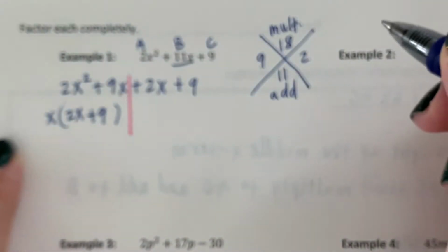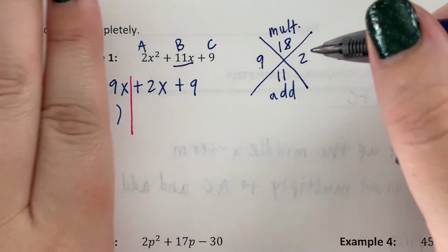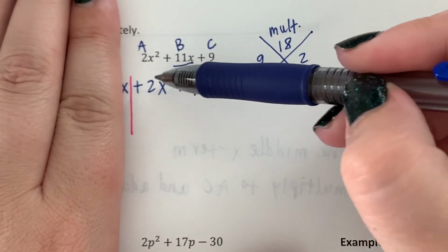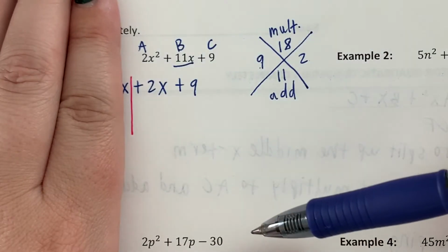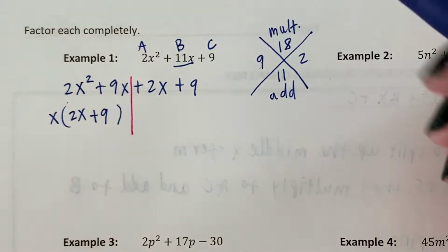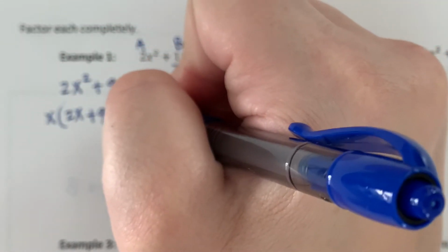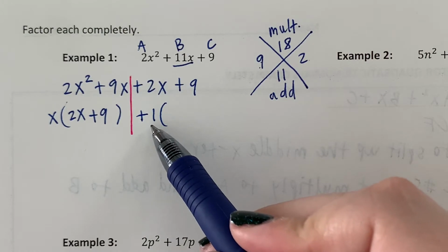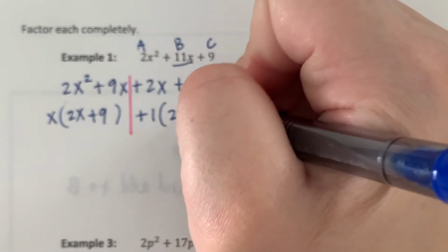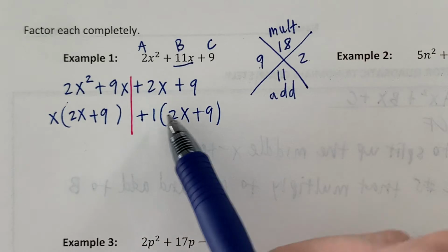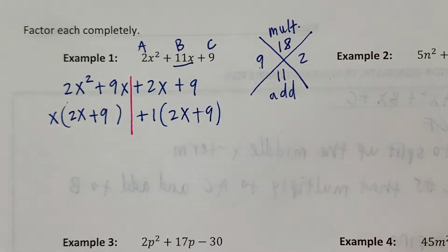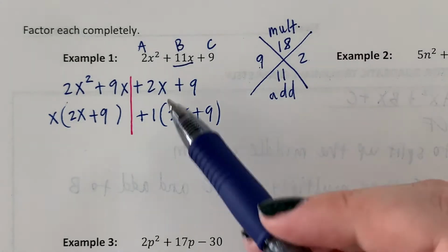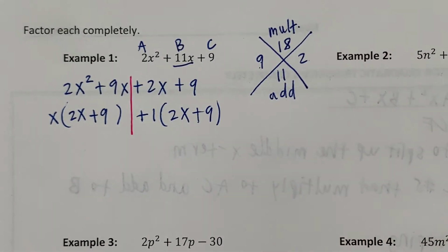That would be 9. Now for the second half, I can ignore the first half, and I can't pull a coefficient out. I also can't pull a variable out. So when you can't necessarily pull out a GCF like that, you can always just say it's plus 1. You can pull out a 1. So it's going to stay 2x plus 9. 1 times 2x plus 9 gives us 2x plus 9, right? You can go through the distributive property if you want, but 1 times anything is leaving it unchanged.